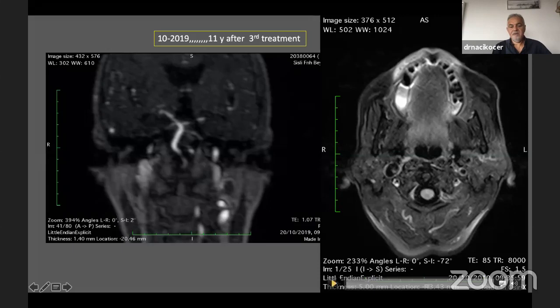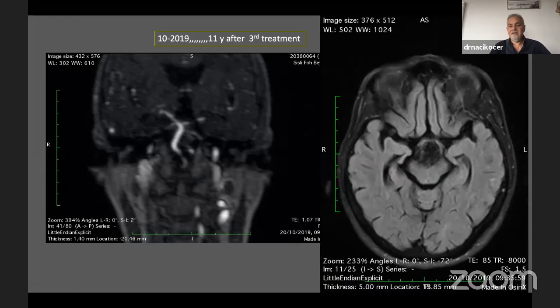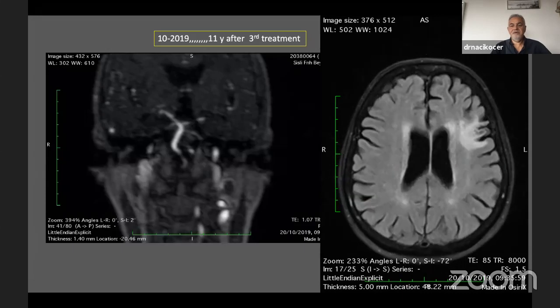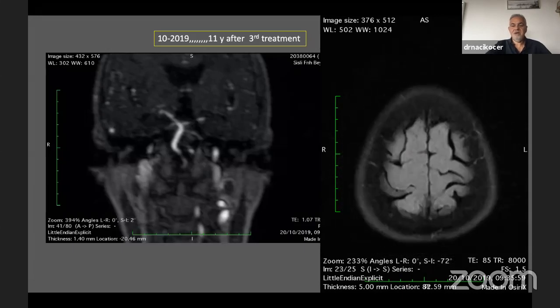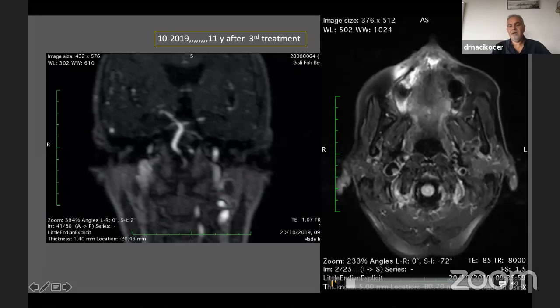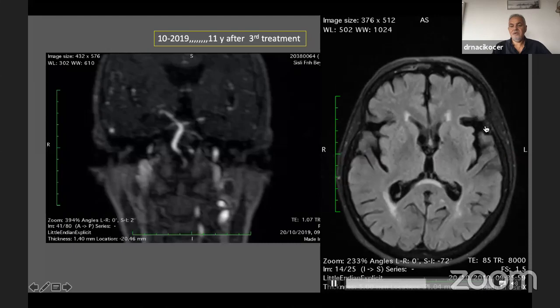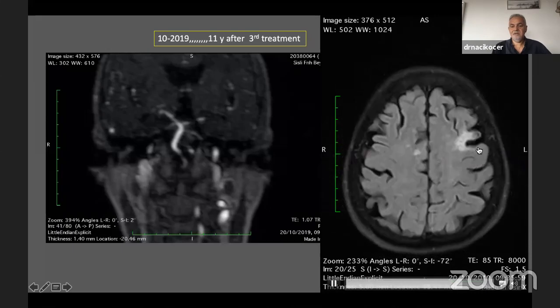But eventually, with that malign behavior of the basilar artery, the patient had a stroke after 11 years. That's why I did this MRI. By the way, I checked the angiogram. This is from cardiac emboli. Okay, this is the cardiac emboli.